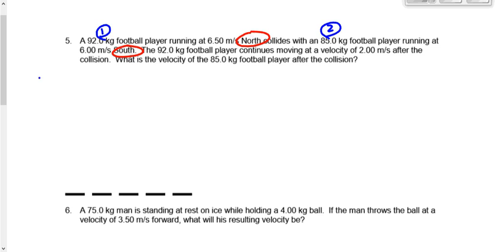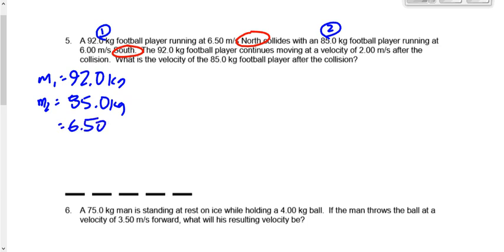Let's write down some givens here now. We're going to say M1 is 92.0 kilograms and M2 is 85.0 kilograms. I always write those down without asking because those are the easy ones, right? The masses are easy. What's next? Something is 6.50 meters per second. What is that? V what? V1 or V2?